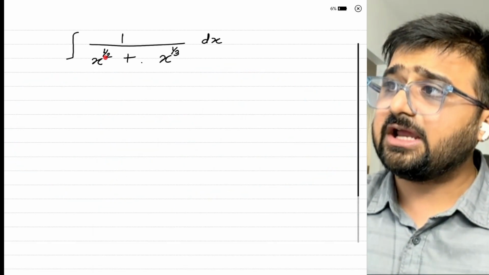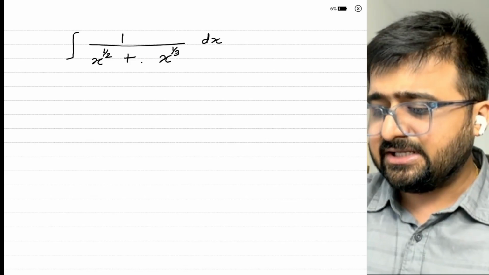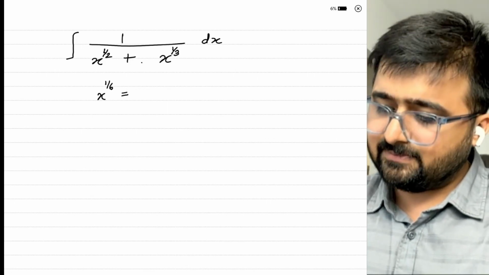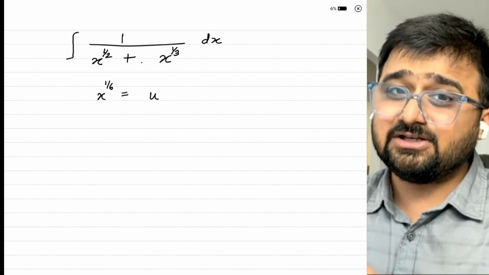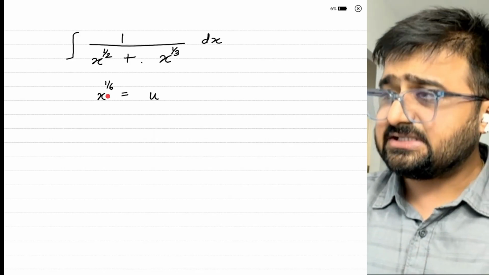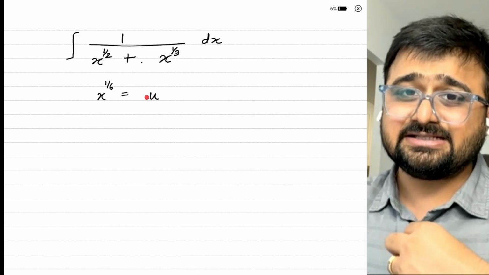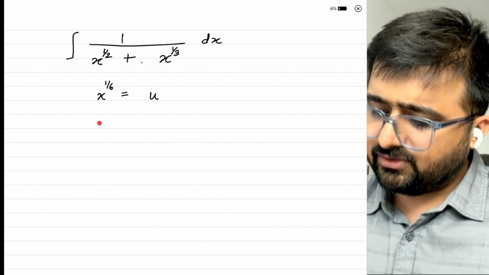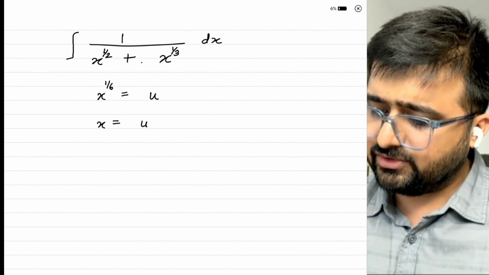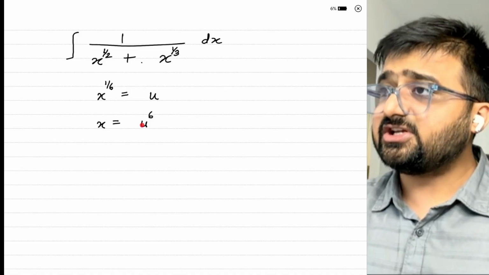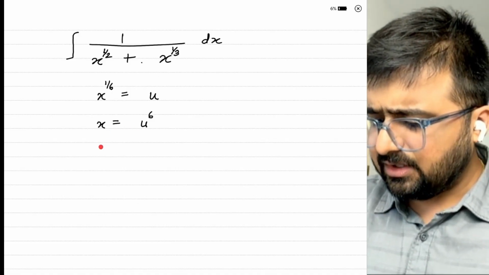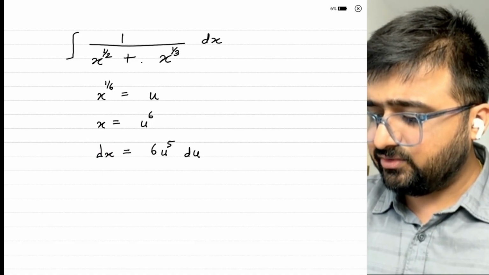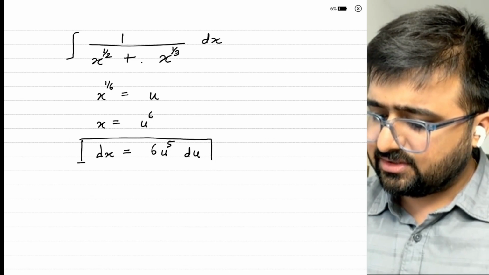In this case, for x to the power half and x to the power 1 by 3, the LCM of those two is x to the power 1 by 6. So I'll put x to the power 1 by 6 as u, and this integral will literally solve automatically. Now take the sixth power on both sides, and let's aim to convert this integral from the x world to the u world. If you take the sixth power on both sides, x is equal to u to the power 6. Now let's differentiate both sides with respect to x. So you get dx is equal to 6u to the power 5 du, using the basic differentiation result.